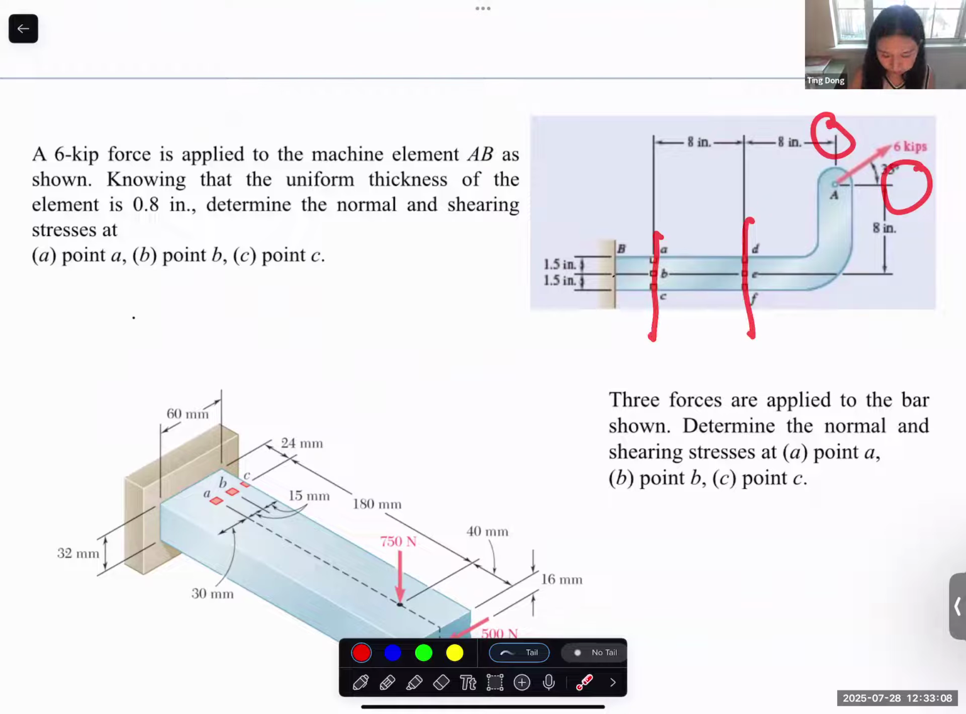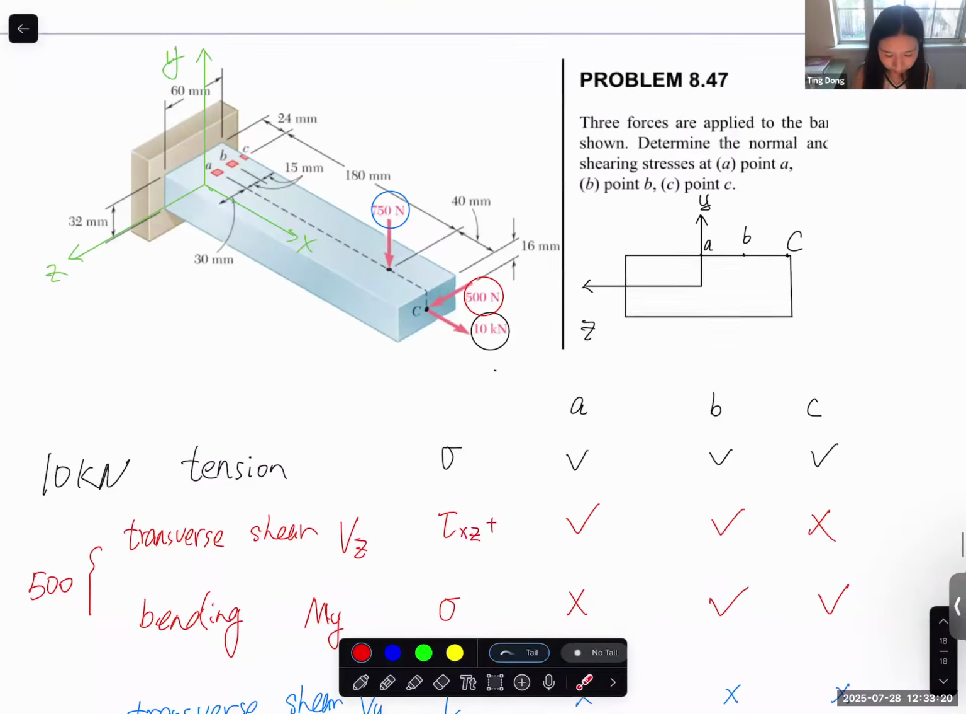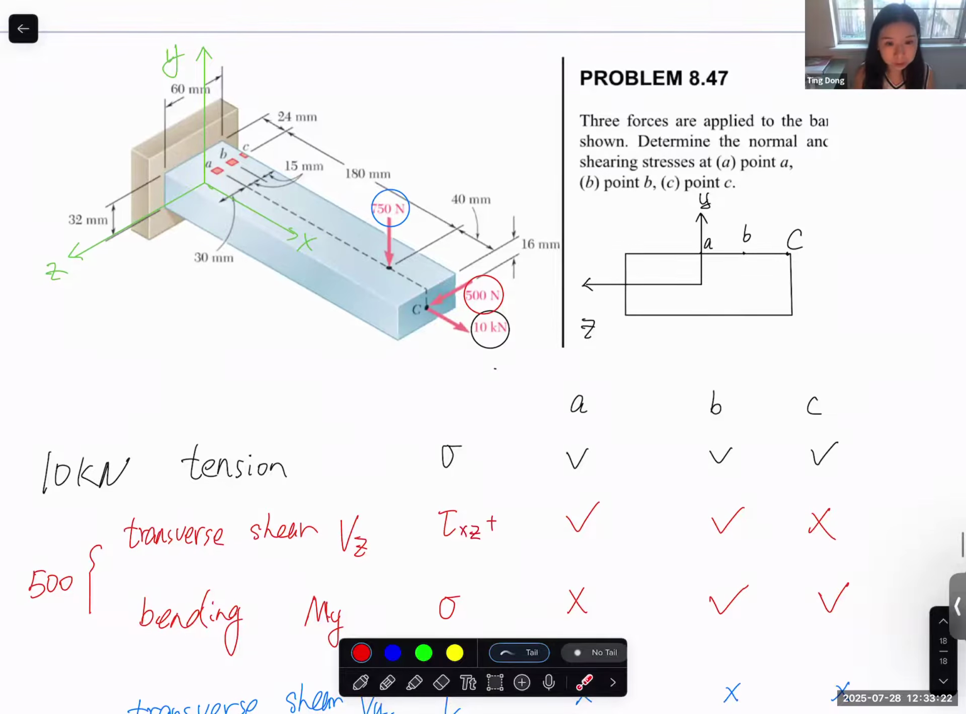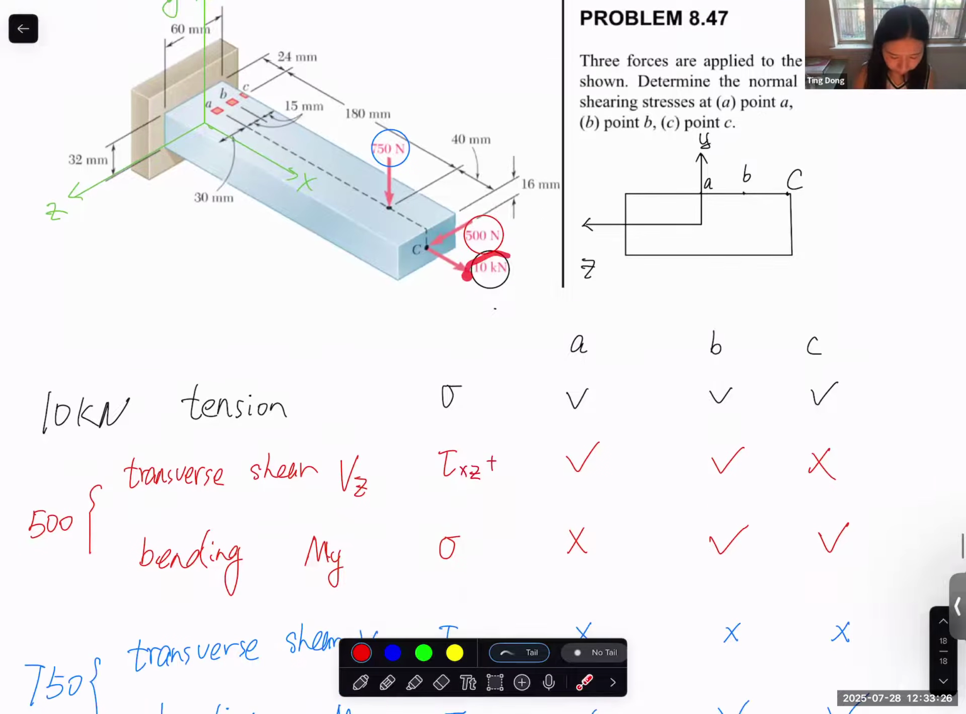And list the A, B, C points and what kind of stress they have. Then in your calculation, you will not miss any component, or you will not have an extra component that should not be there. So same thing here. We separate these 3 forces, and let's start from this black color.